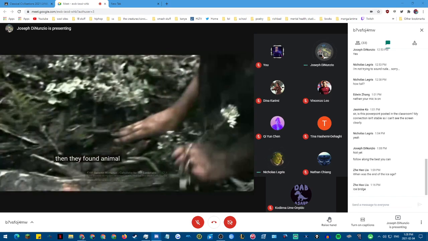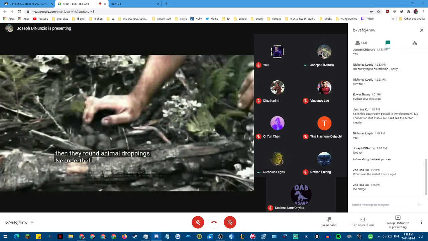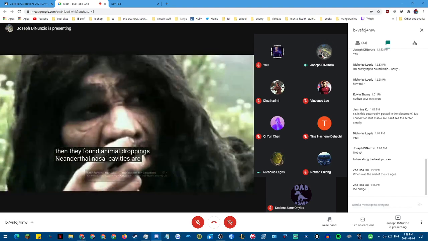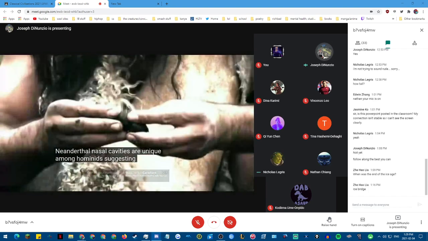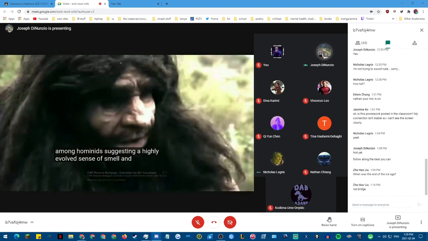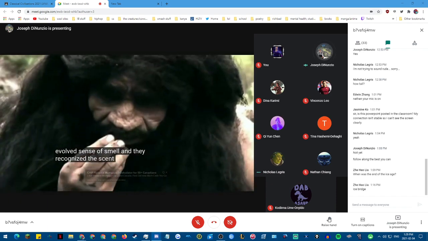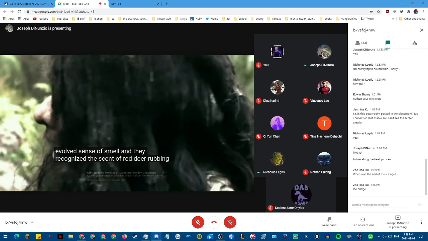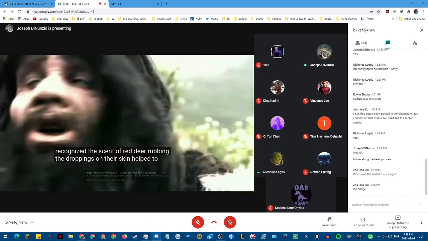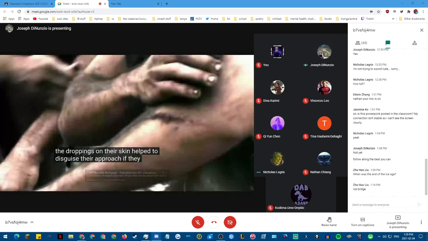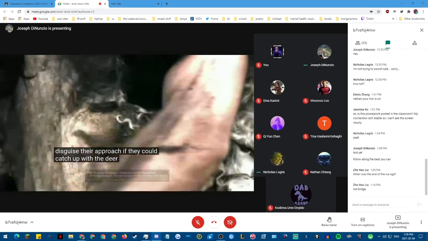Then they found animal droppings. Neanderthal nasal cavities are unique among hominids, suggesting a highly evolved sense of smell, and they recognized the scent of red deer. Rubbing the droppings on their skin helped to disguise their approach, if they could catch up with the deer.